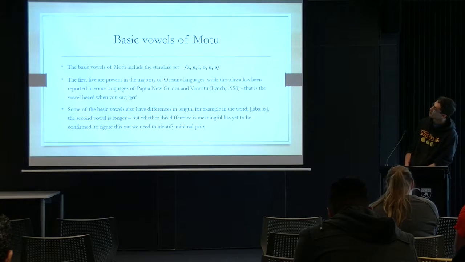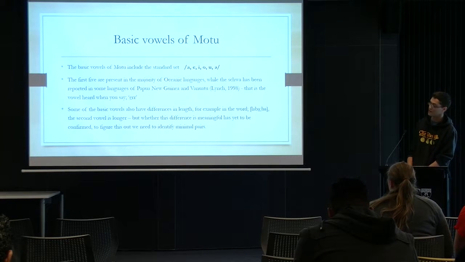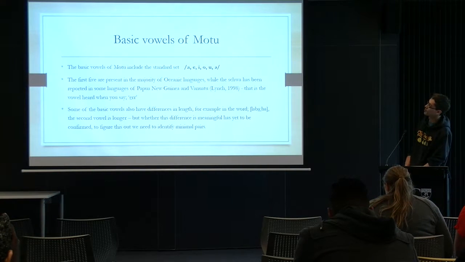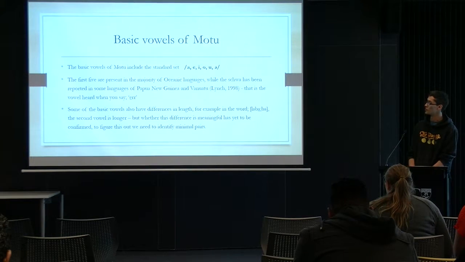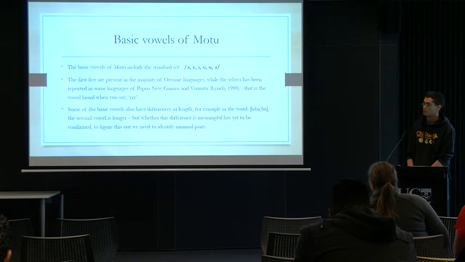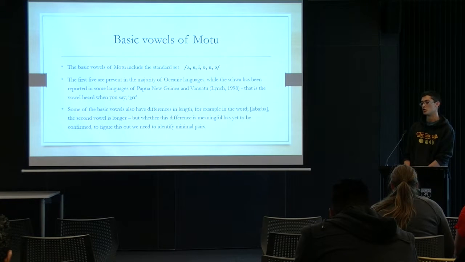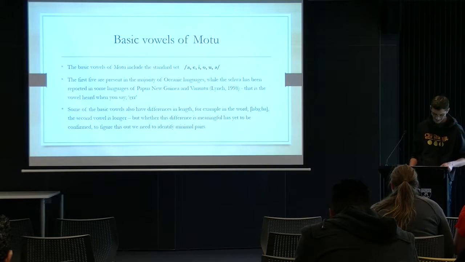So from here we go into the basic vowels of Motu. They include the standard set A, E, I, O, U, and also a sixth one, the schwa, on the end. The first five vowels are present in the majority of Oceanic languages, while the schwa has only been reported in some languages of Papua New Guinea and in Vanuatu. The schwa is the vowel that you hear kind of in the middle when you make the sound.